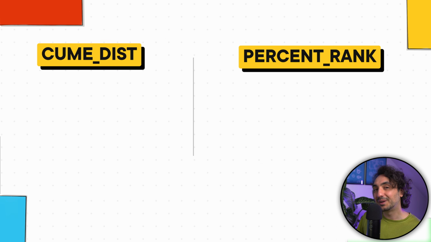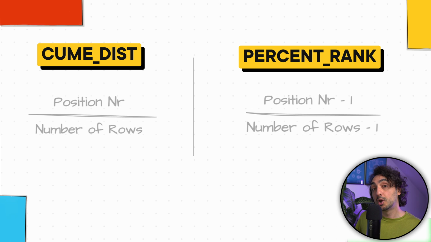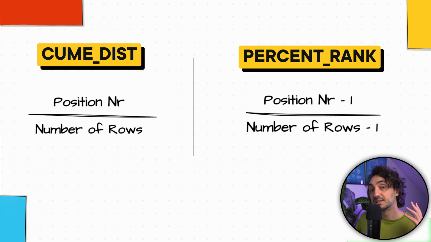And now in SQL, in order to generate the percentage, we have two different formulas. So in one hand we have the function cubedist, and in the other hand we have the percent rank. So that means we have two different functions with different formulas in order to generate and calculate the percentage. So now let's start with the first function, the cubedist.